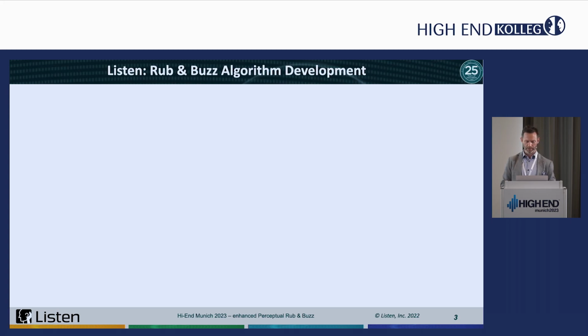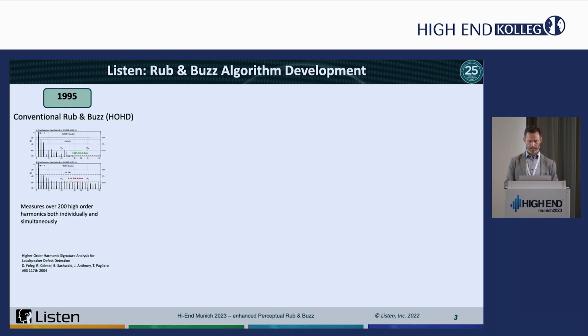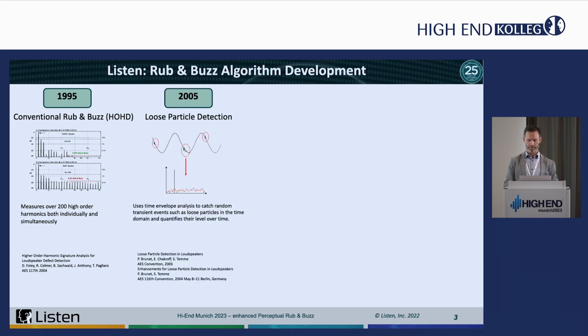So, as you probably know, most of you, end-of-line test of loudspeakers, microspeakers, headphone drivers, and so on, would typically measure a range of parameters like frequency response, THD, polarity, some other stuff, as well as manufacturing-introduced defects such as rub and buzz and loose particles. I'm sure that many of you would rely on software-based systems to identify and reject defective products. So Listen introduced conventional higher-order harmonic distortion for detecting audible distortion way back in '95, and loose particle detection in 2005. And together, these two would do an excellent job in identifying defective units or defective products.